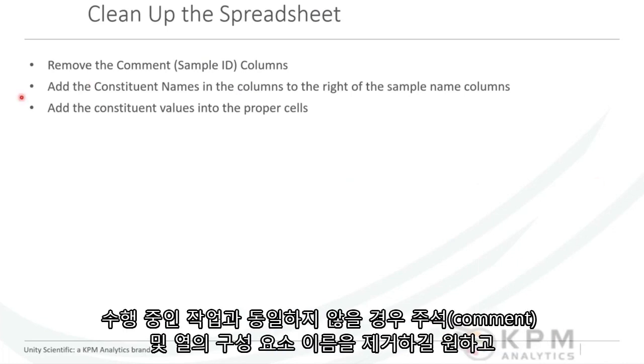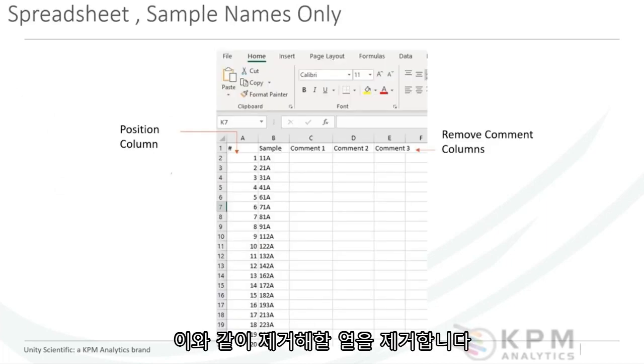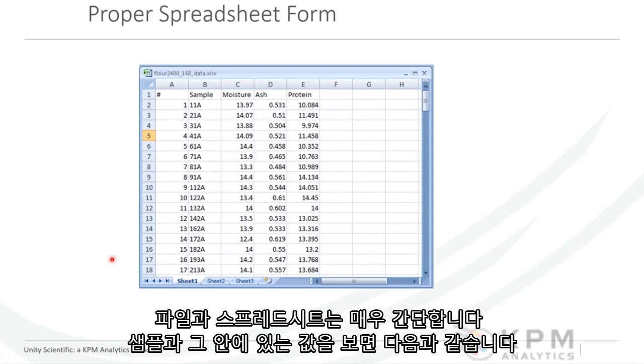So you want to remove the comment, the constituent names in the column, unless they're the same as what you're doing. And then you want to add your right constituent values into the format. So it looks like this. Get rid of the position column. You can get rid of the comment columns and work through your file. And what you want to end up with is a very simple spreadsheet that looks like this, with your samples and your constituent values that are in it.